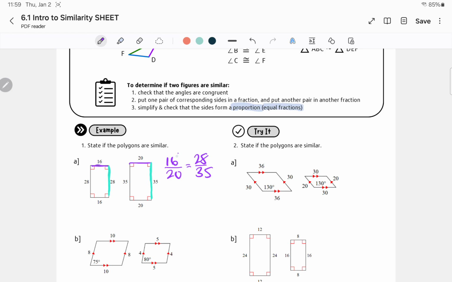But I can see a bigger number, and that would be 4. Hopefully we see that it's 4. If not, just divide by 2 and then divide by 2 again if you need to. 16 divided by 4 is 4. 20 divided by 4 is 5.